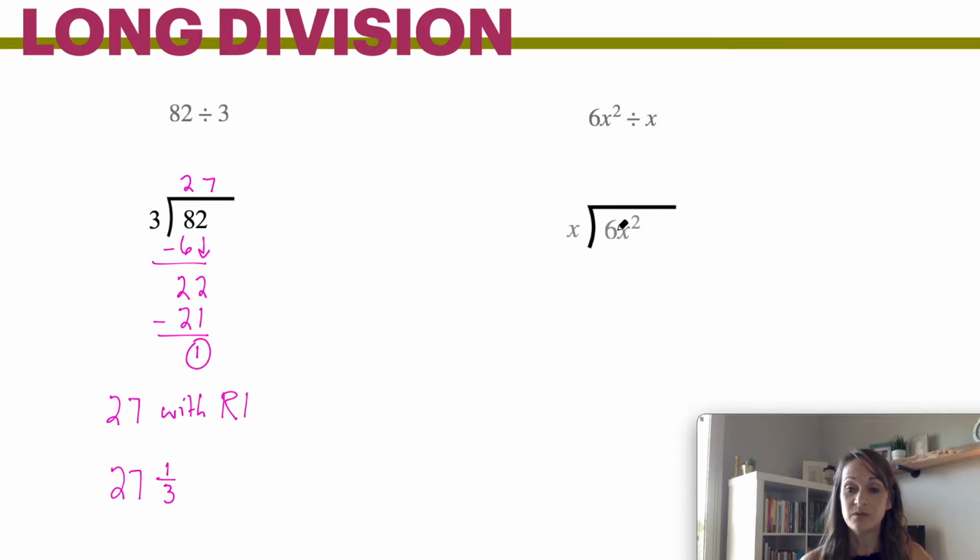You can do the same thing with variables. So in this case, how many times does x go into 6x squared? Well, first, if you think about the coefficients, 1 goes into 6 six times, and x goes into x squared x times. So if you were to multiply back, 6x times 1x is 6x squared, because 6 times 1 is 6, and x times x is x squared. So you subtract and you'll get 0. So your answer is going to be 6x.